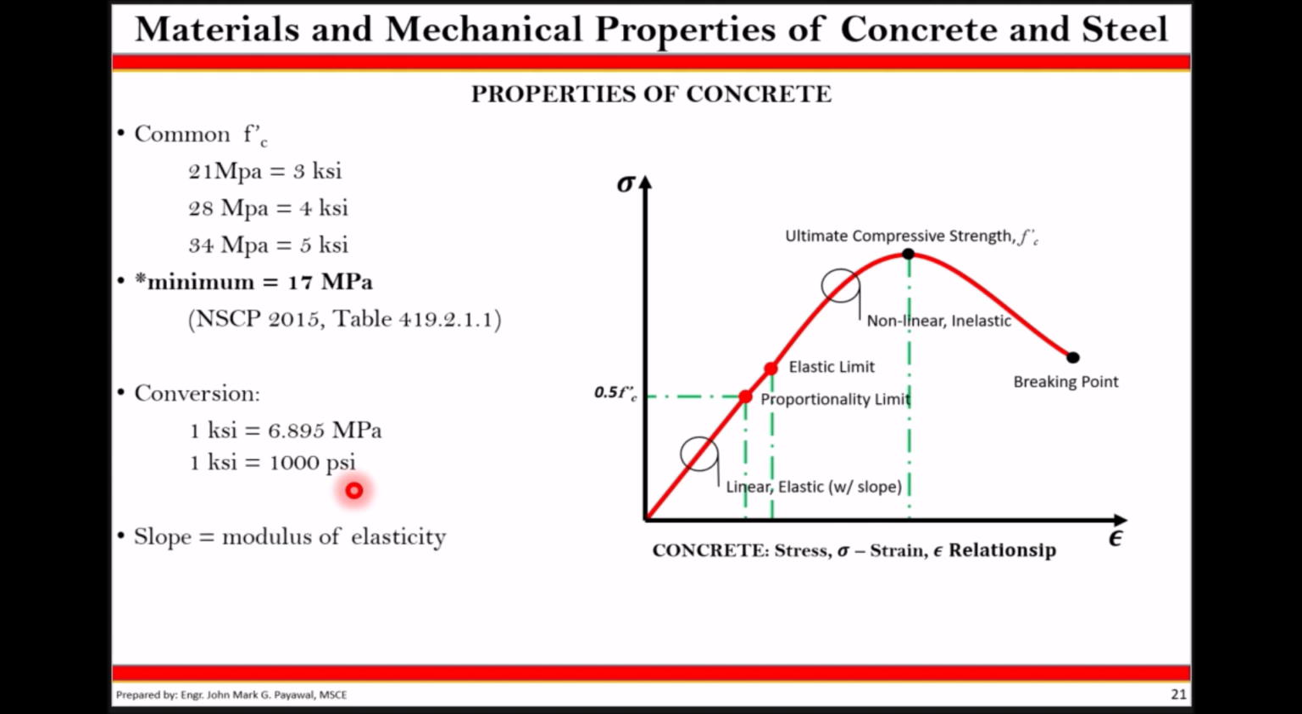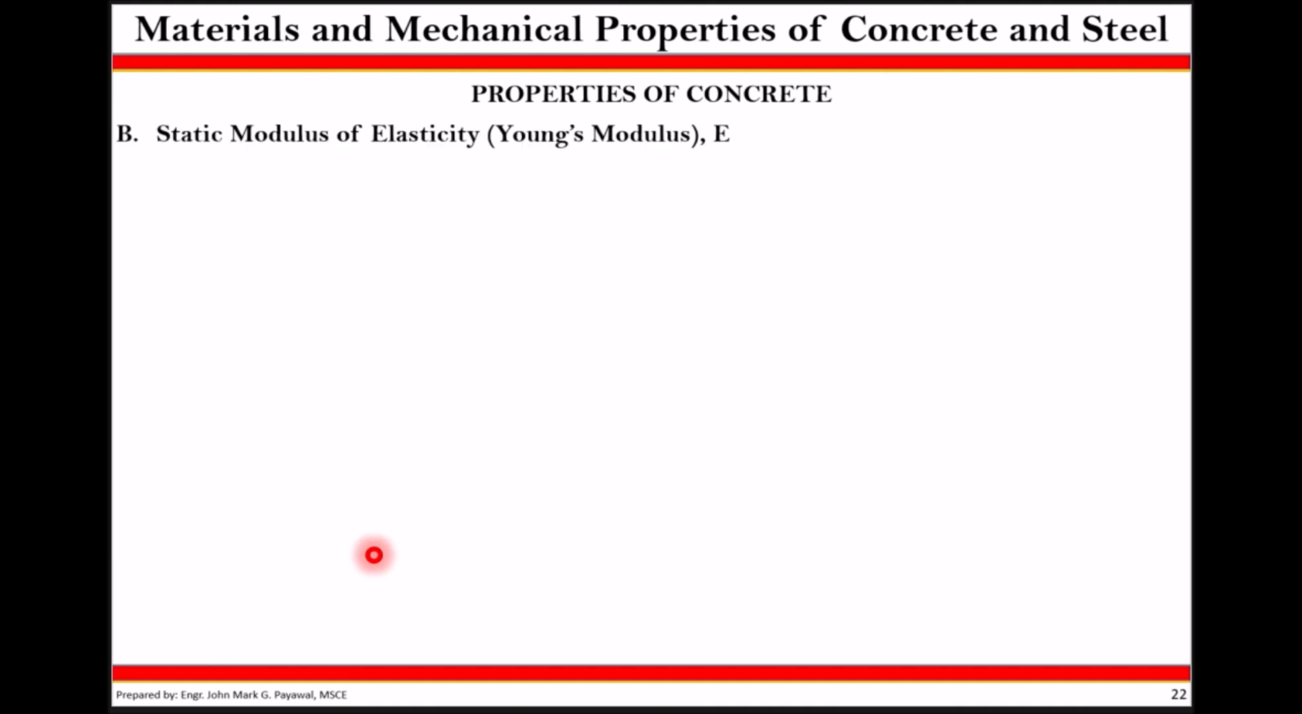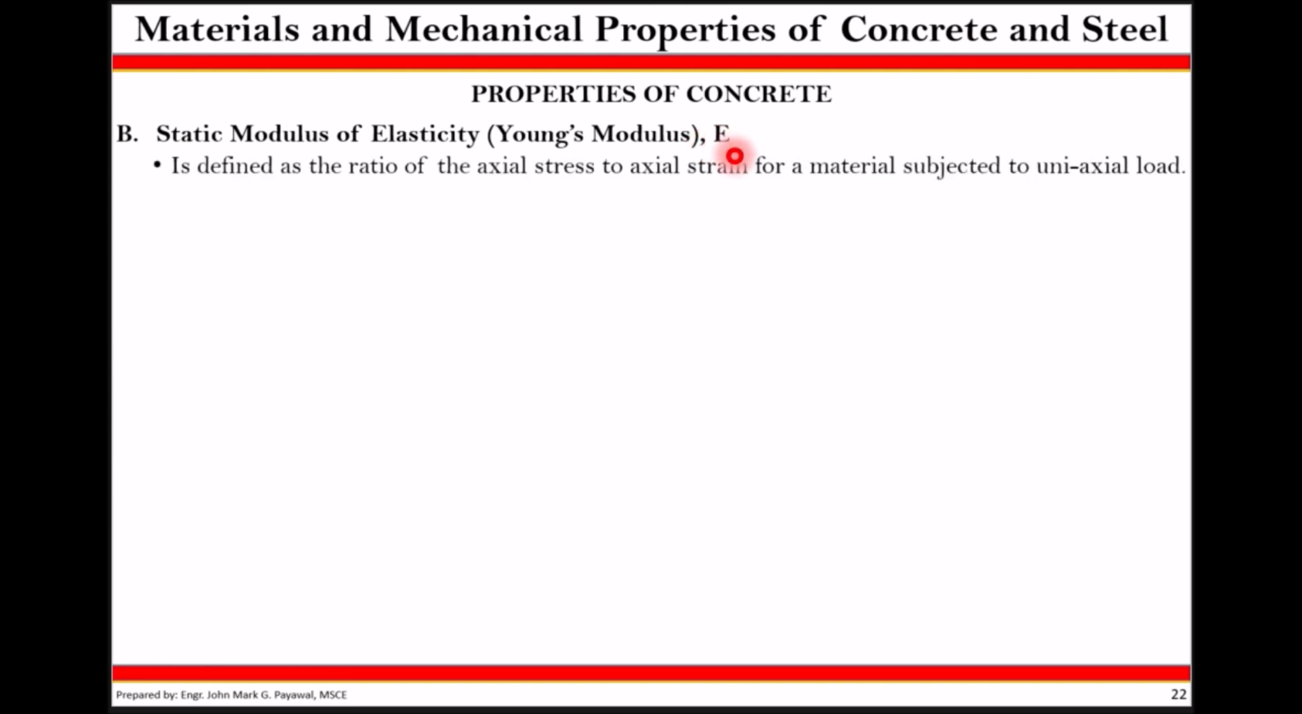Slope is the modulus of elasticity. Next, we discussed your Young's modulus. That's where we get the ratio between your stress and your strain. Sometimes the symbol is capital Y, but for the sake of the discussion, we'll be using capital E. Again, as mentioned a while ago, it's the ratio between your stress and your strain. Normal weight concrete, or NWC, is around 2,300 kilogram per cubic meter.